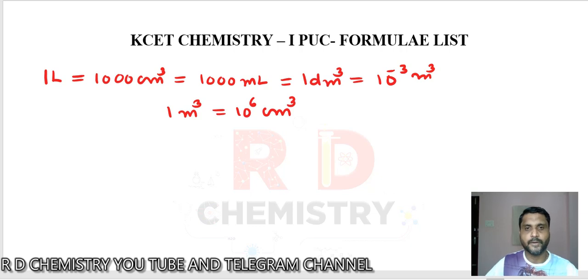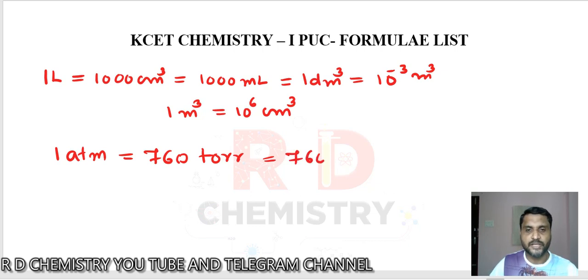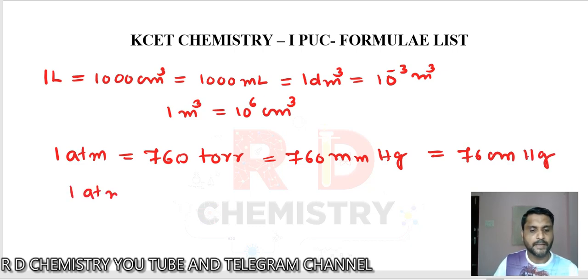Now, we have 1 atm, 1 atmosphere, is equal to 760 in terms of torr, or is equal to 760 mm of mercury, which is equal to 76 centimeter mercury. Also, 1 atm in terms of pascals is equal to 1.013 into 10 to the power 5 pascals.